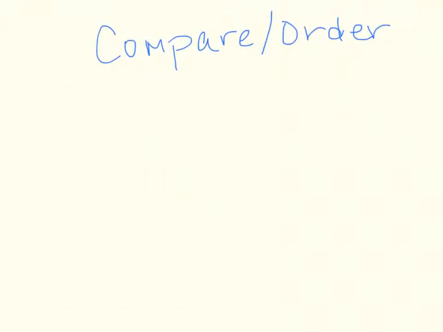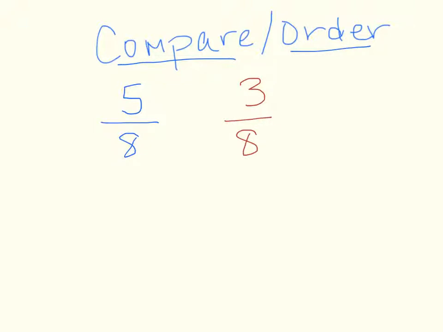Alright guys, today's lesson is going to be on how to compare and order fractions. So basically, how do we take two fractions and compare them to see which one is bigger and which one is smaller. So here we have 5/8 and 3/8, and we want to see which fraction is bigger and which fraction is smaller.